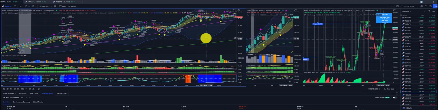New Zealand Japanese yen, no target on the strategic picture, but it did hit this target back in April.